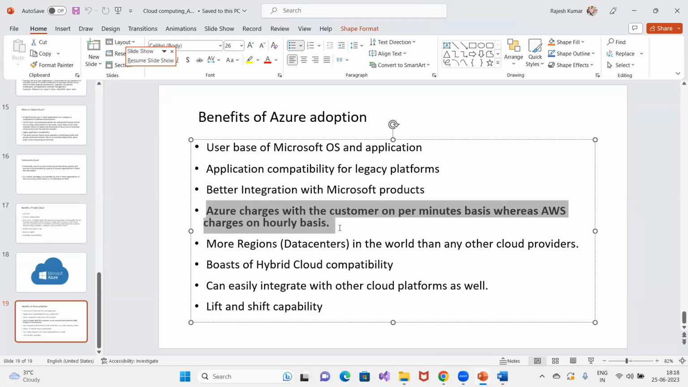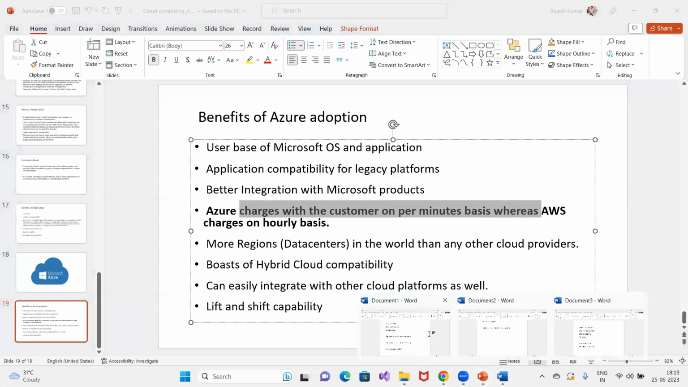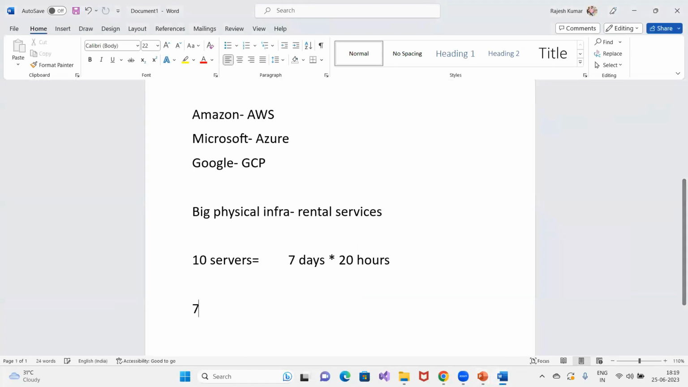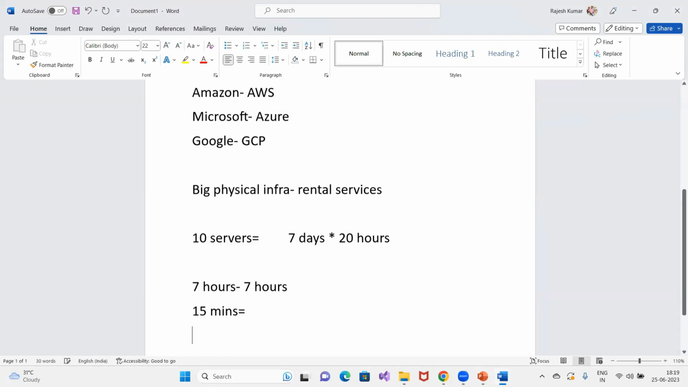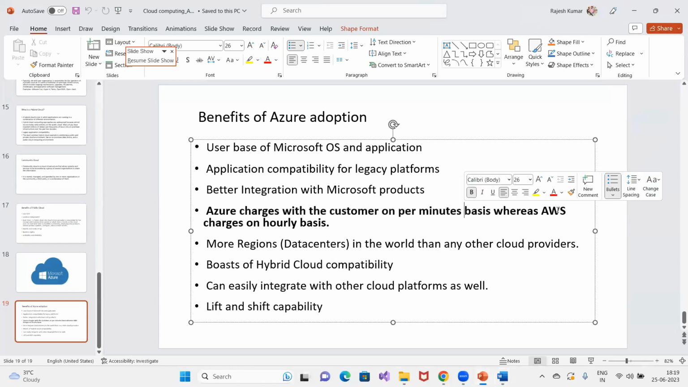The biggest advantage of having Azure is that Azure will charge their customers on a per minute basis, whereas AWS charges on an hourly basis. It means if I am using any server on the Azure platform, and if I run it for 7 hours, then Azure will charge me for 7 hours. If I am running it for 15 minutes, then Azure will charge me for 15 minutes. But if I am using AWS and I use any server for 15 minutes, then AWS will charge me for the complete 1 hour. It will not charge me for 15 minutes because AWS does not charge on a minute basis. It charges on an hourly basis, whereas Azure will charge you on a minute basis. So it is very cost effective.